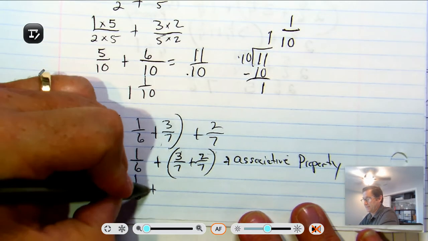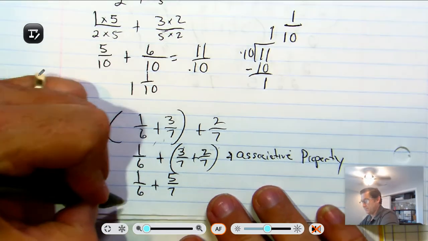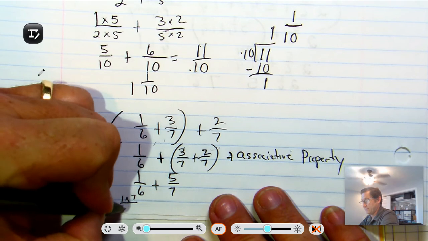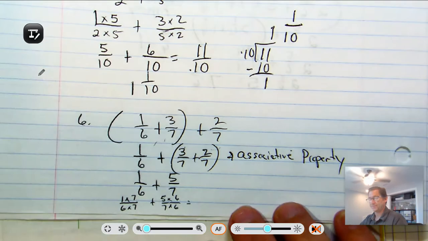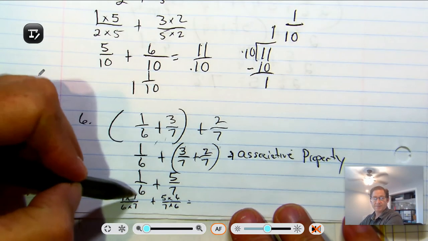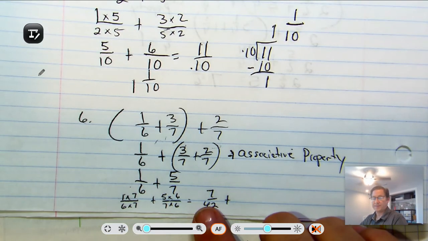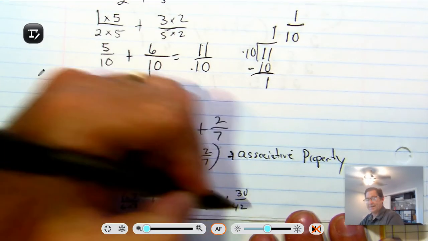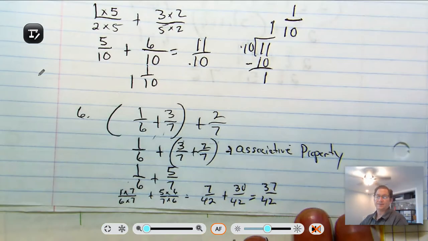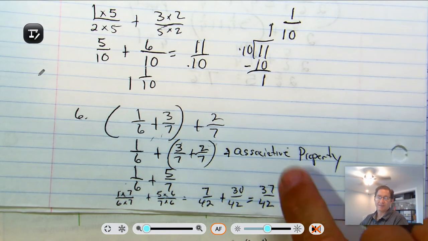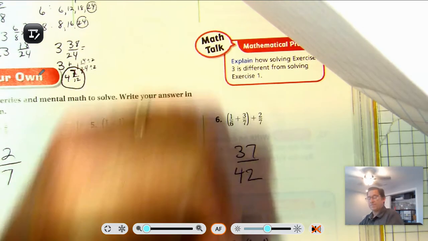And so we'd have 1/6 plus 5/7. Well, these don't have like denominators, so I will multiply 1/6 by 7/7, and I'll multiply 5/7 by 6/6. 1/6 times 7/7 is 7/42, and 5/7 times 6/6 is 30/42. If we add them together, we'd get 37/42. 37 is a prime number, and 37 is not a factor of 42. So 37 out of 42 parts.